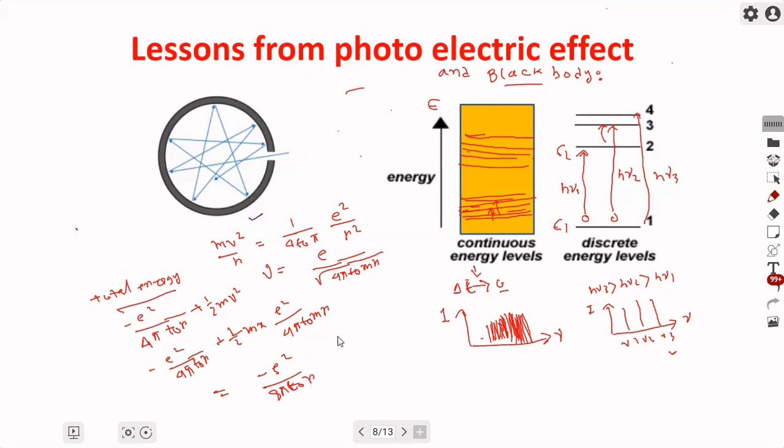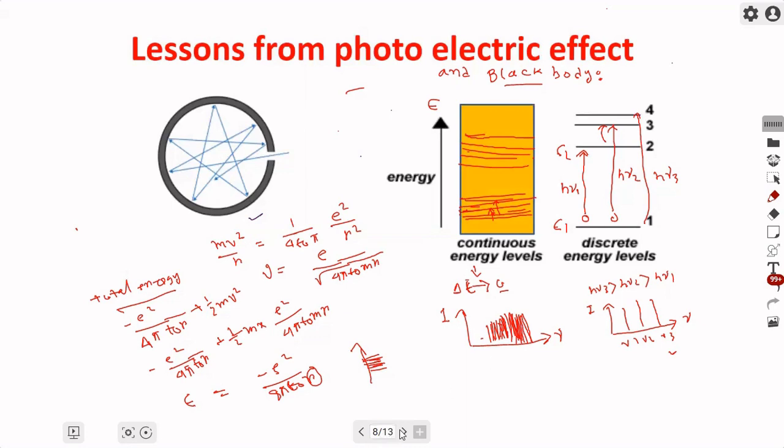So from classical mechanical calculation, there is no restriction on r, the radius. This is the only variable here. So there is no restriction on r, which means there is no restriction on the value of the energy. If there is no restriction on the value of energy, that means the energy level is continuous, and we should get a continuous spectrum.